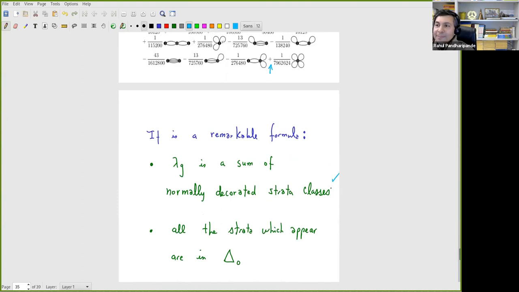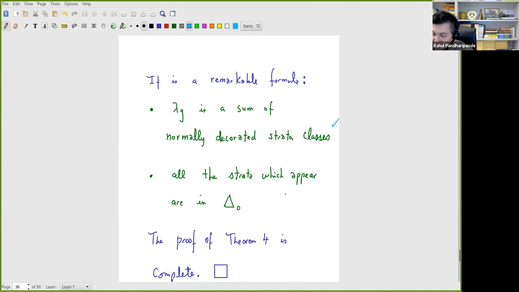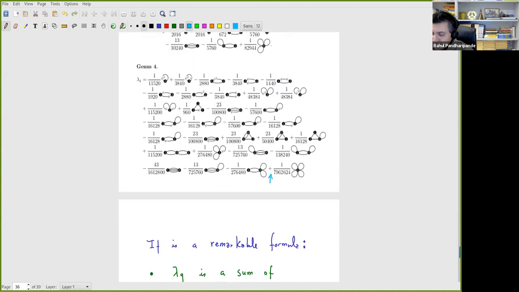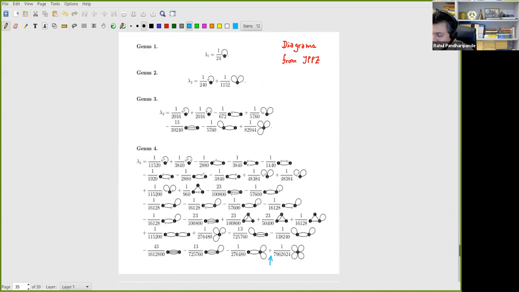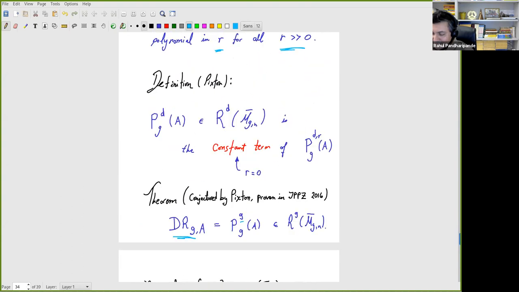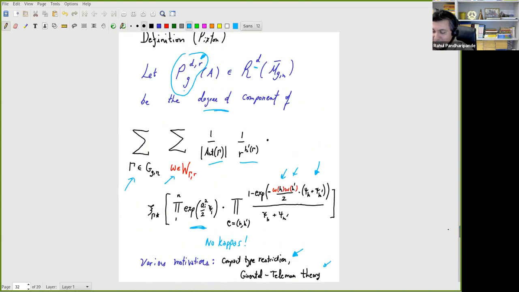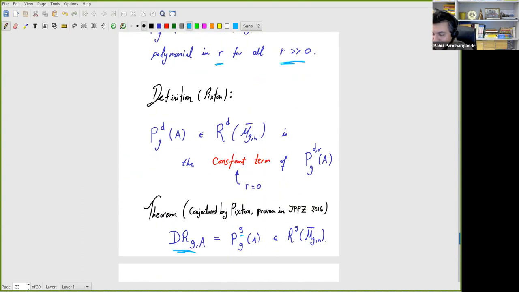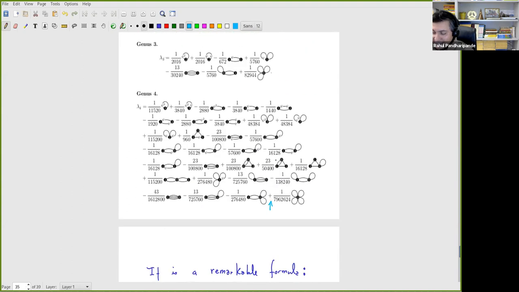That actually finishes the proof of the theorem. But there's something more, which is that the only strata which appear are over delta naught. That means every graph here has a loop, and a nice exercise, a zeroth exercise in understanding what this formula means, is to prove that every graph you get has a loop. In fact, more than that, every edge of every graph is non-separating. It's maximally loopy. So lambda g lives in this maximally loopy space.